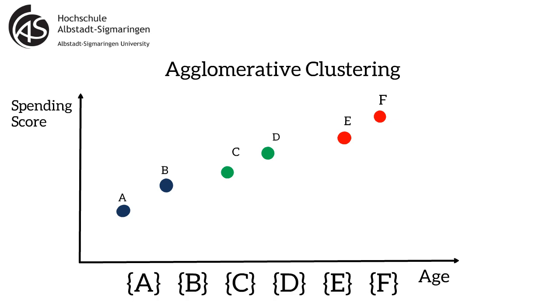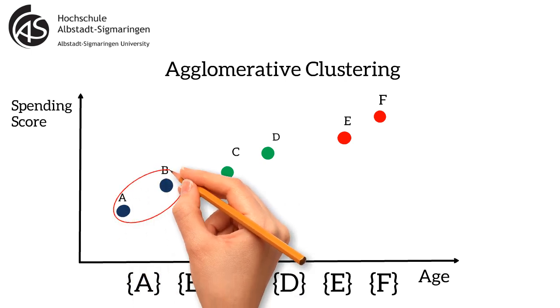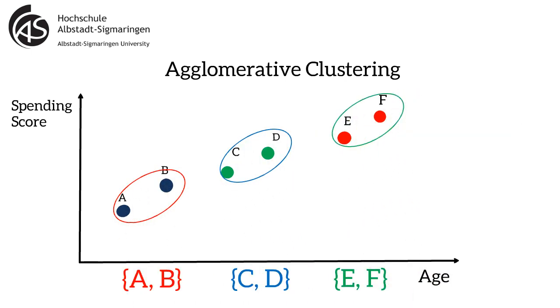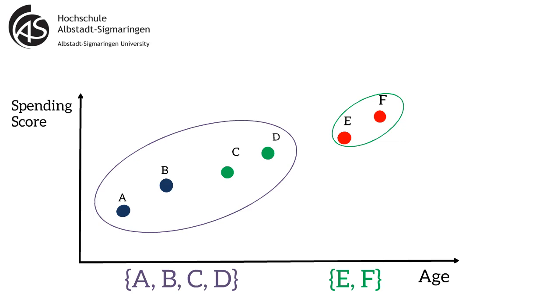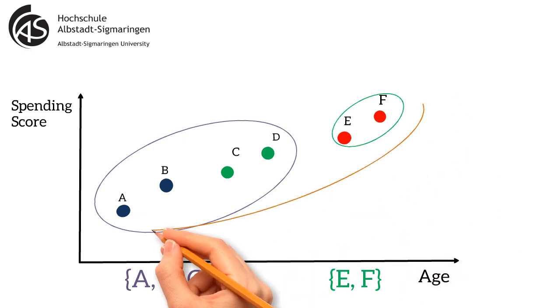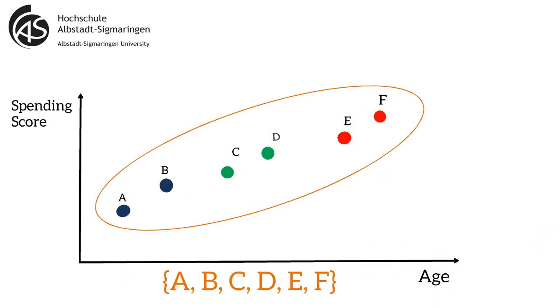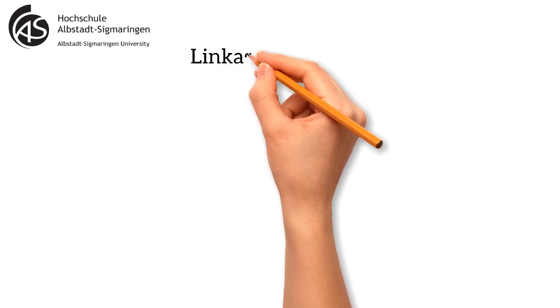Now let us run agglomerative clustering on our 6 points. Step 1, initially each point is its own cluster, so we have 6 clusters, A, B, C, D, E, and F. Step 2, we compute distances between all pairs of points and find the 2 that are closest. Those 2 become our first merged cluster. Step 3, then we treat that merged pair as a single cluster, recompute distances between clusters and again merge the closest pair of clusters. We repeat this process, measure distances, merge the closest clusters, until everything has been combined into one big cluster.